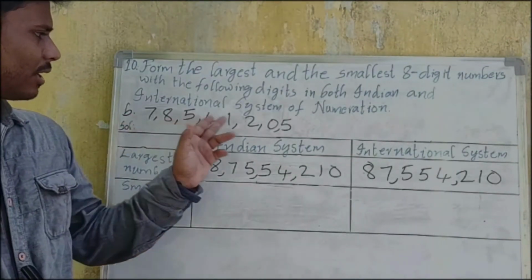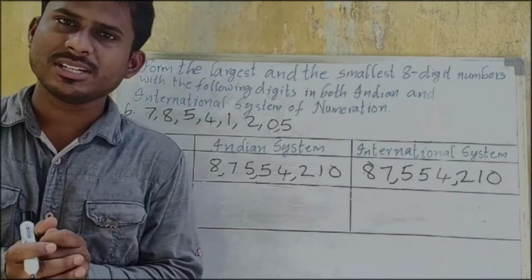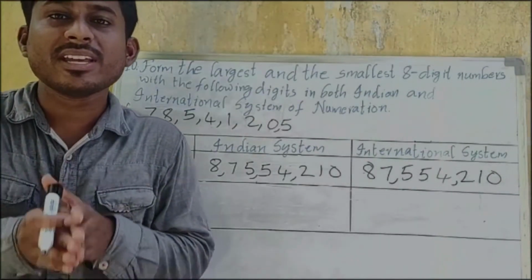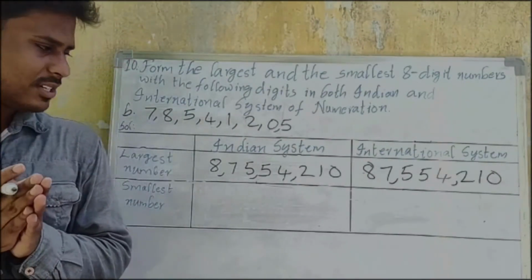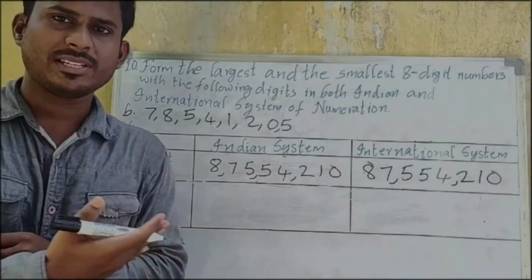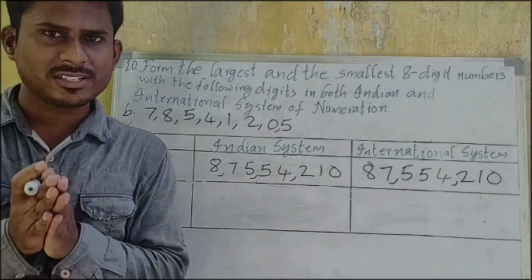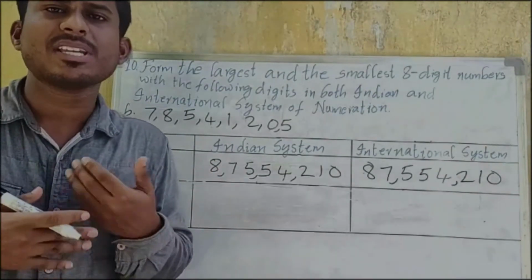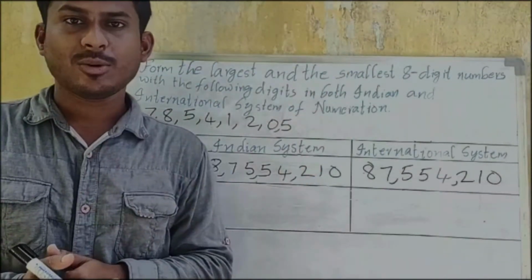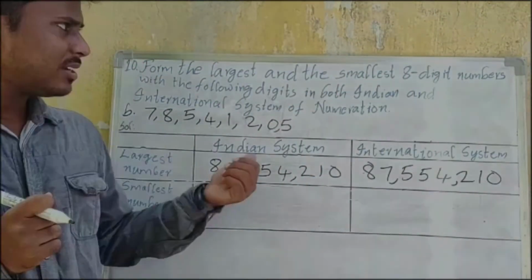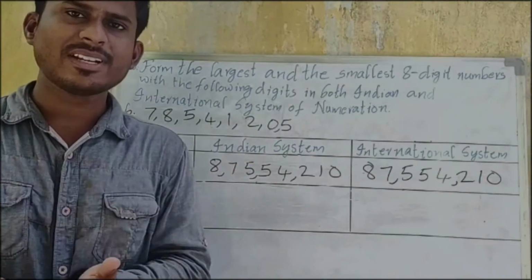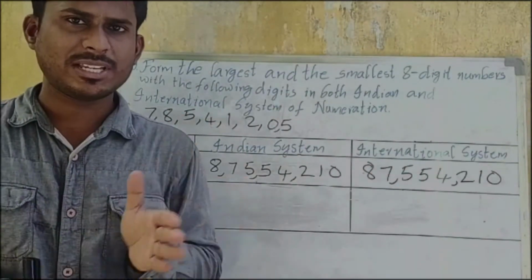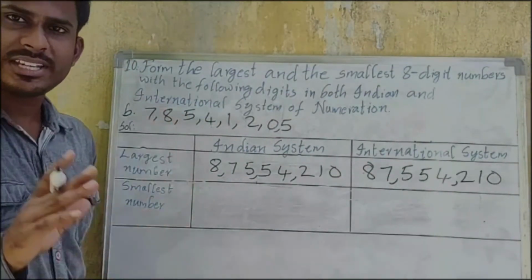Now see, among the given digits, what is the smallest digit here? 0. But while forming the smallest number, when the digit 0 is given, we have to insert the digit 0 in the second place. Because if we insert 0 in the first place, there will be no value for the 0, and the 8 digit number will become 7 digits only. The question given is to form the 8 digit number.